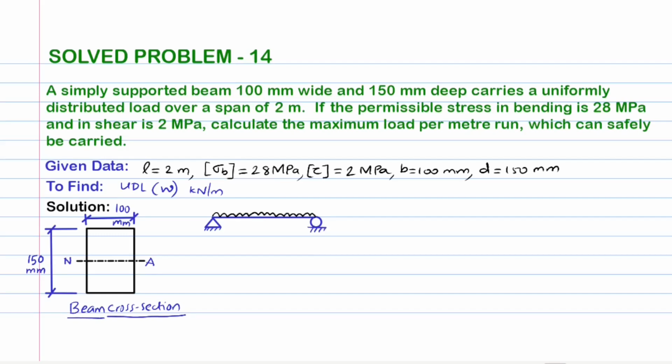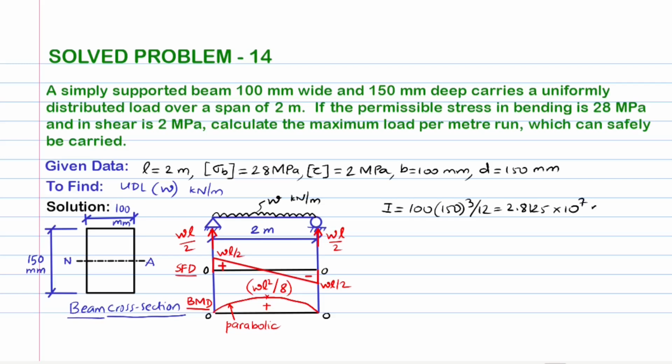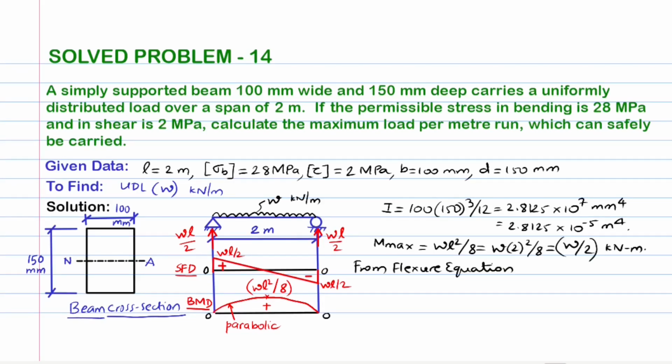The shear force diagram and the bending moment diagram are first drawn with the respective maximum values below the beam loading diagram. We then estimate the area moment of inertia of the rectangular beam cross section about the centroidal or neutral axis. The maximum bending moment is simplified and expressed as a function of the unknown value of the load per unit run. From the flexure equation, we calculate the value of the uniformly distributed load to be 21 kilonewtons per meter.